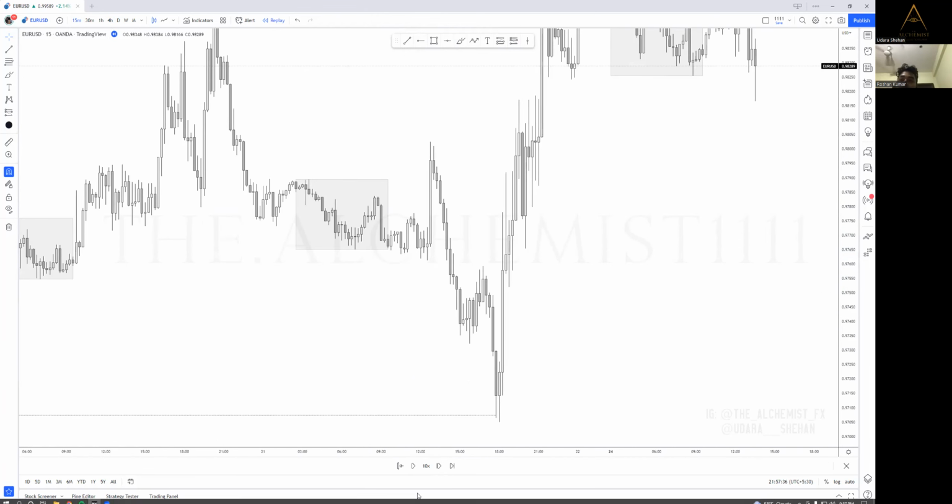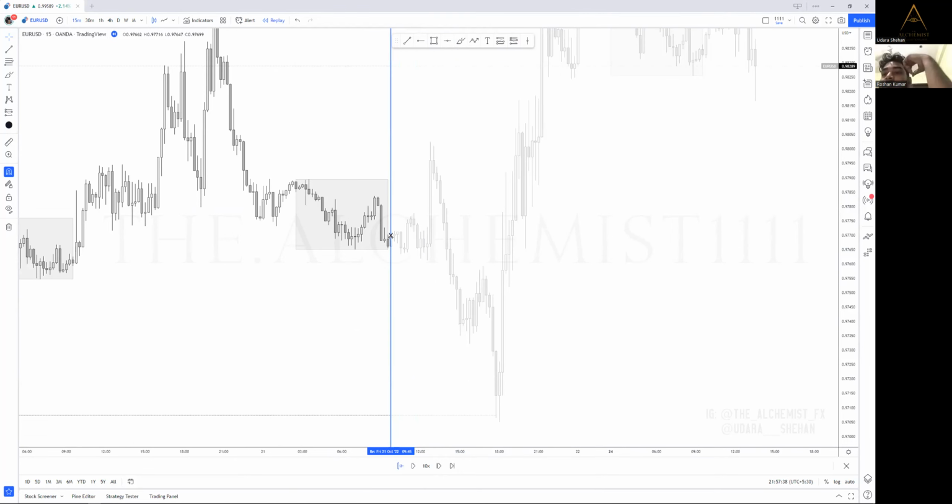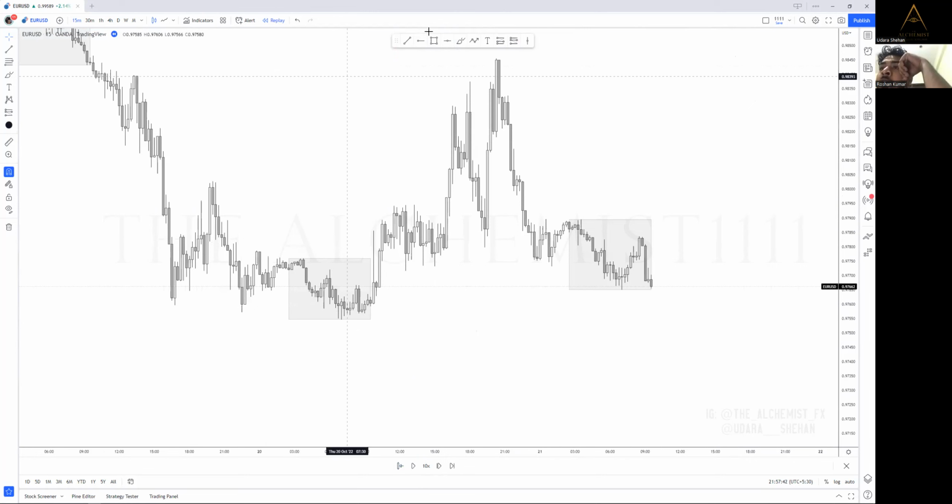Let's see some more. Look at this one. One of the cleanest days ever. I only managed to get in on the sell, but I had the buy marked out too. Look at this. What has Asia done? Asia has created equal highs. Can you see that? Okay, let me mark it out.